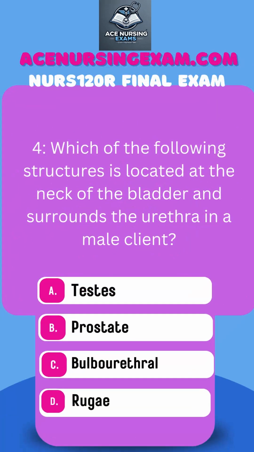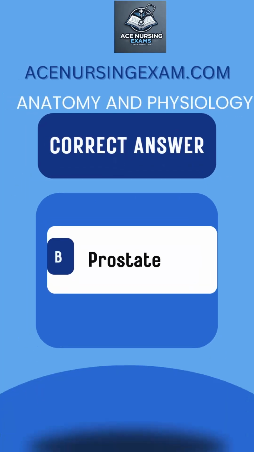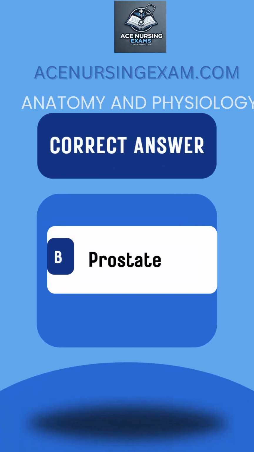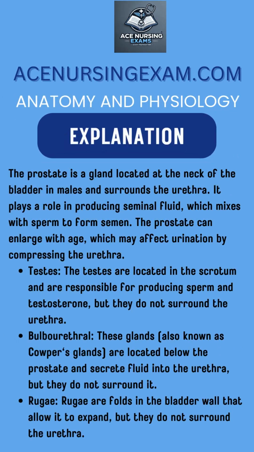9. Which of the following structures is located at the neck of the bladder and surrounds the urethra in a male client? A. Testes. B. Prostate. C. Bulbourethral. D. Rugae. The correct answer is prostate. Explanation. The prostate is a gland located at the neck of the bladder in males and surrounds the urethra. It plays a role in producing seminal fluid, which mixes with sperm to form semen. The prostate can enlarge with age, which may affect urination by compressing the urethra.